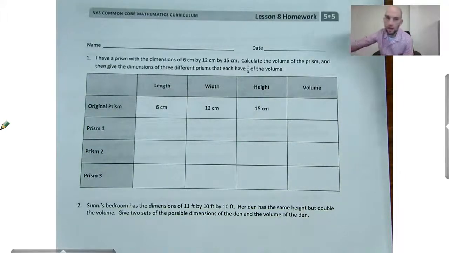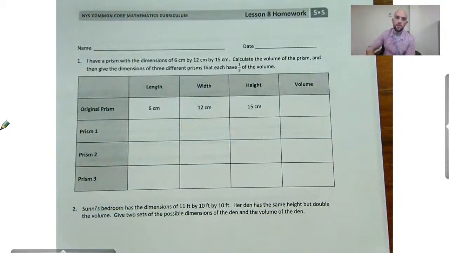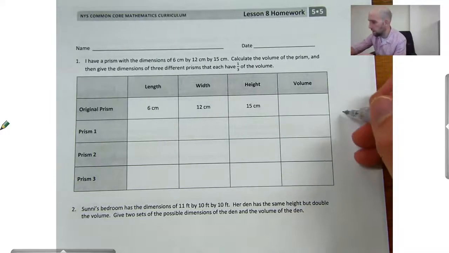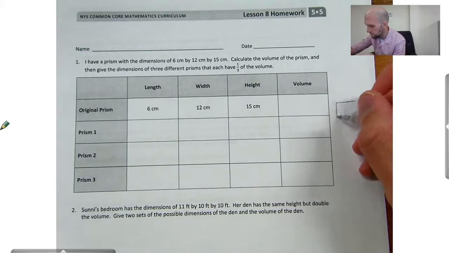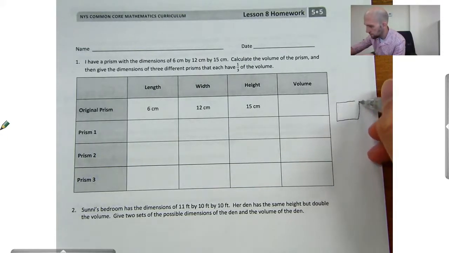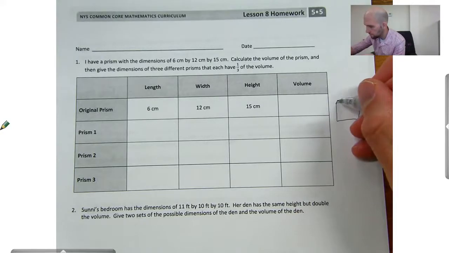So this table here. It says for number one, I have a prism with the dimensions of 6 centimeters by 12 centimeters by 15 centimeters. Calculate the volume of the prism and then give the dimensions of 3 different prisms that have 1/3 of the volume. So the first thing I'll do is draw my prism over in the margin here. So draw a rectangular prism.